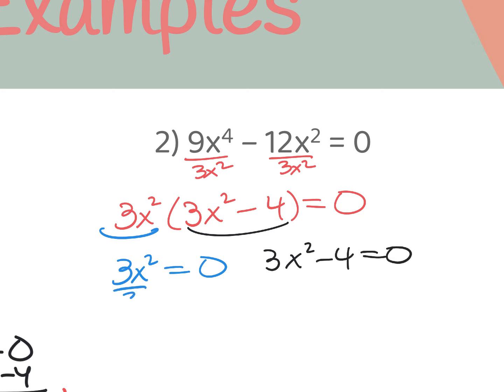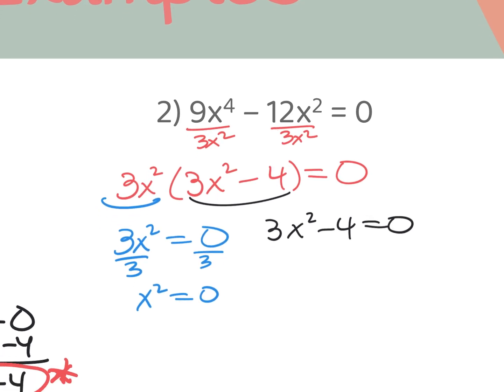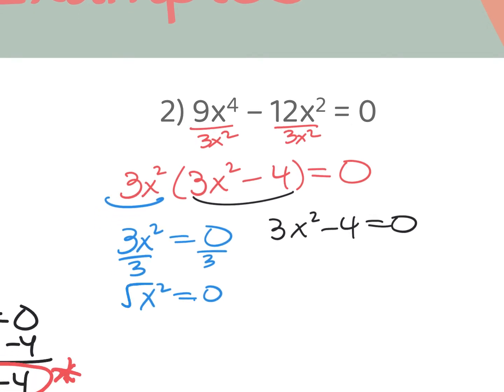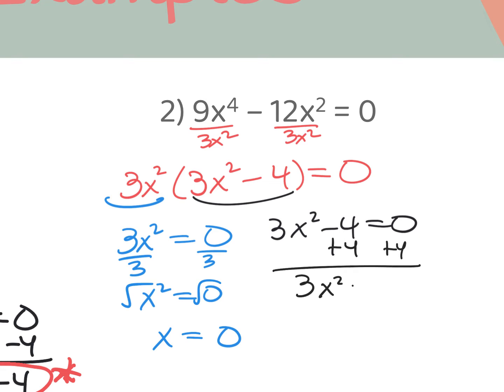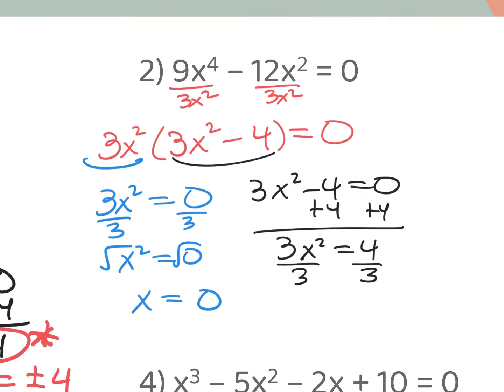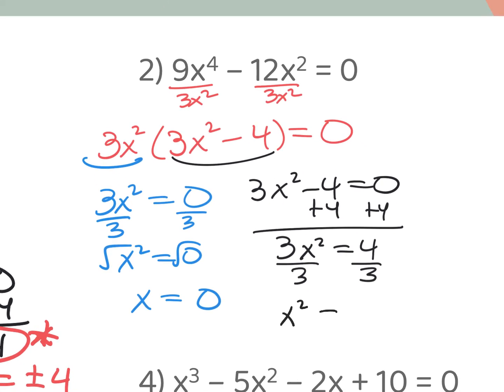And again, you're going to solve this one. x squared equals 0. I'm really square rooting it, so x is equal to 0. Again, there's no such thing as a plus minus 0. And then add 4. 3x squared equals 4. Divide by 3. And x squared is equal to 4 over 3.